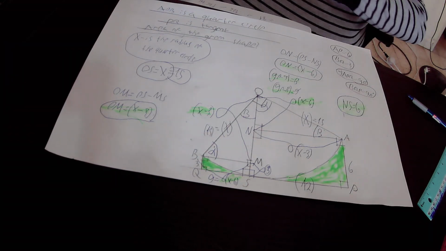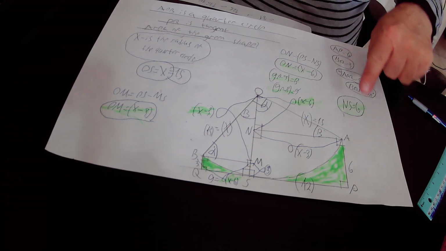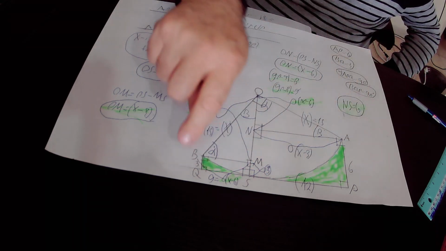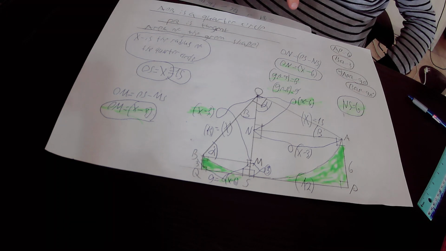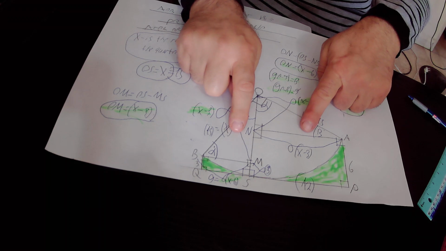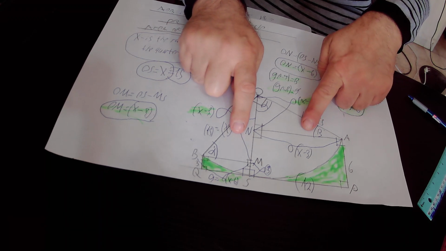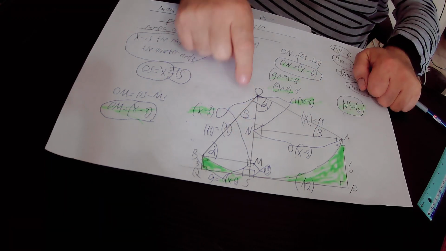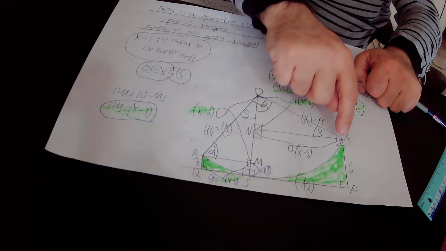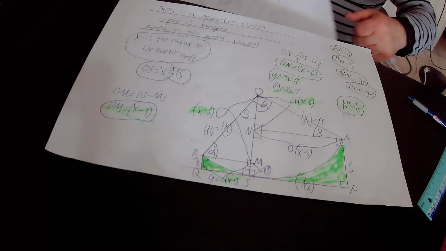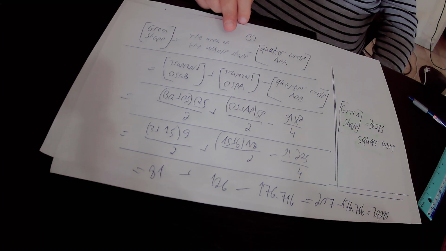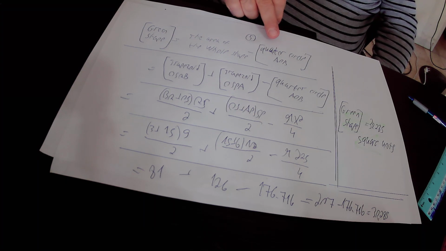So what is the area of this green shape? The area of this green shape equals the area of the whole shape minus the area of this quarter circle AOB. But this whole shape consists of those two trapezoids. Repeat again, the area of the green shape equals the area of the whole shape in total minus the area of the quarter circle AOB.